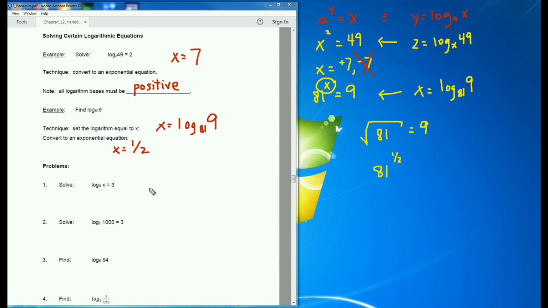All right, so using exactly those same techniques, basically just going back and forth from exponential to logarithmic, and in the case of something like this, the technique of just setting the logarithm equal to an unknown number, x, then converting to exponential. I want you to pause this now, go ahead and try to solve these 4 problems, and then I will come back with the solutions for you.